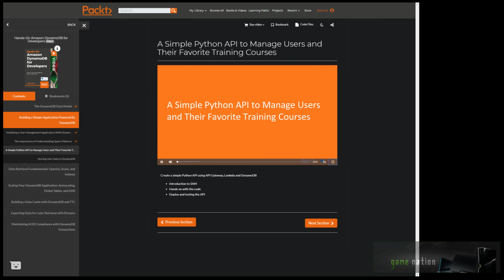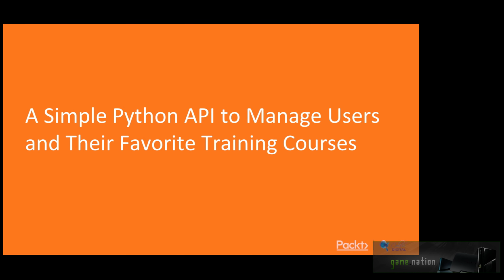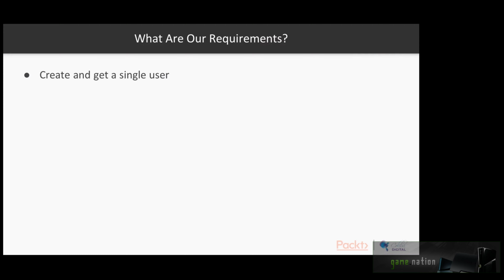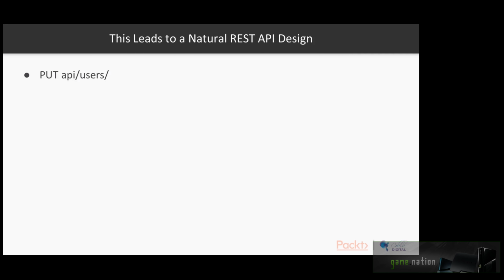Welcome back and welcome to video 3, a simple Python API to manage users and their favorite training courses. So what are our requirements? Well, we want to be able to create and get a single user. We want to be able to add new favorite training courses for a given user. And we want to be able to create and get a single training course. So very, very simple. And of course this leads to a natural REST API design.